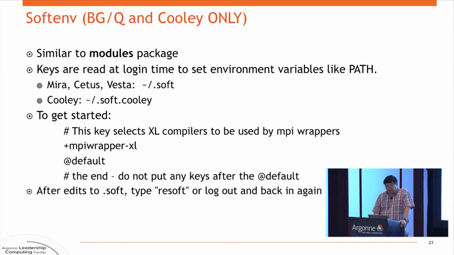And when you're editing this file, if you see some of the instructions, it'll say add this key to your .soft file. After you edit it, you'll need to type the command resoft or to log out and log back in, whichever happens to be the more convenient thing, in order for it to reread the file. But make sure that when you modify it, you don't remove the @default that's at the end of the file, because if you remove that, you'll lose your normal path settings and you won't be able to access cat and ls and things like that. You can recover from that, but it's a little tricky.